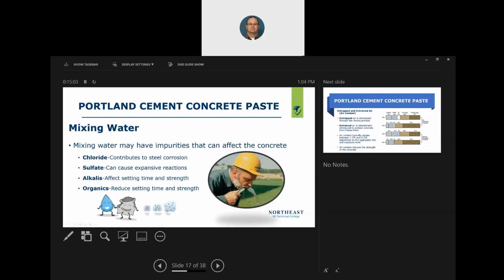And I've been on a project where the specs called for no chlorine in water because chlorine can actually corrode steel. Okay. Sulfates can cause expansive reactions. Alkalis affect setting time and strength, and organics can reduce setting time and strength. Depending on the project, sometimes we'll have to do a chemical analysis of the mixing water to make sure some of these aren't causing problems. A lot of times you don't see this immediately, but over time we can see these. So these would all be in the water. Okay, so mixing water basically should be potable.